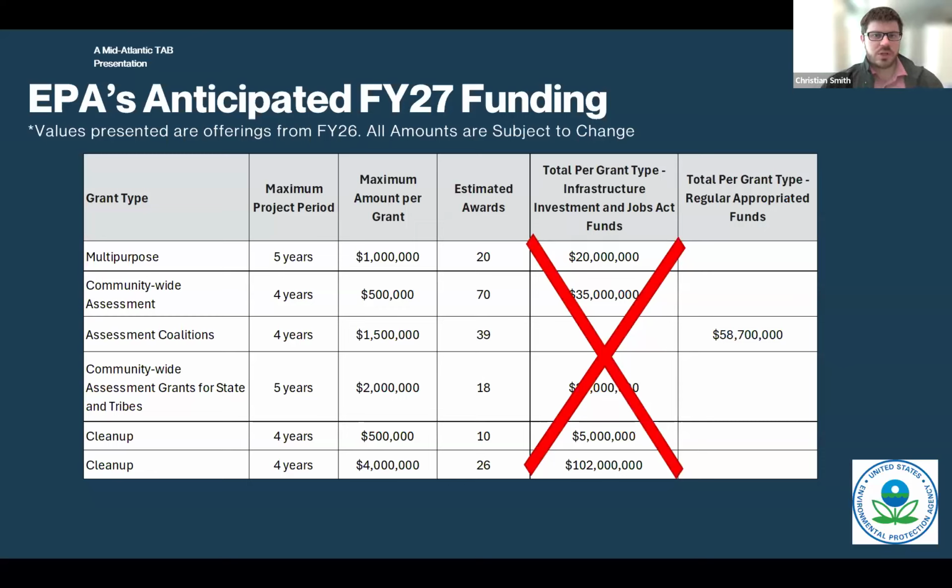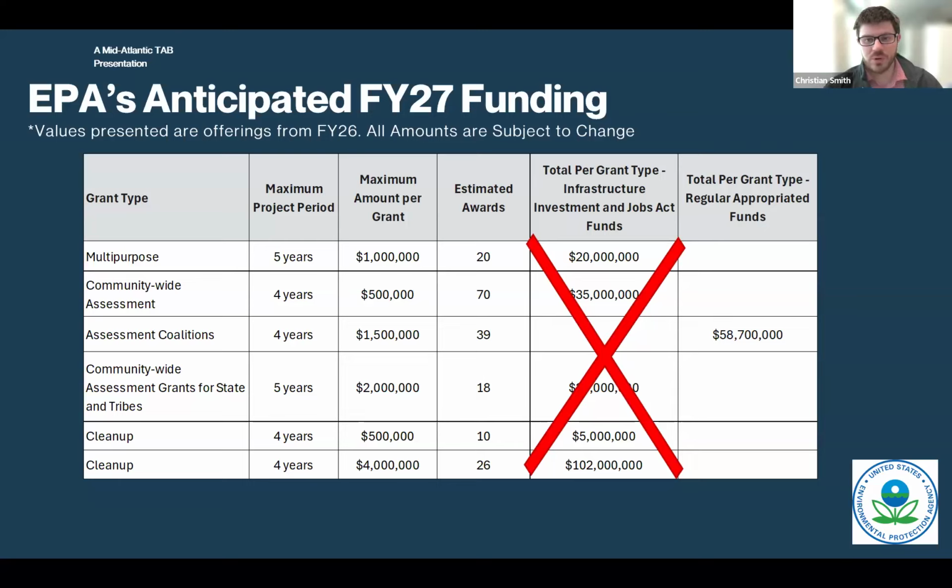So this shows the funding that was available this past cycle. Again, we don't have the predictions for this next upcoming cycle, but this goes to show you the infrastructure law funds are no longer going to be offered. This last cycle, FY26, was the last offering of that. So you can see here where the big X was, that was all the infrastructure funds. We're not going to have that in FY27.